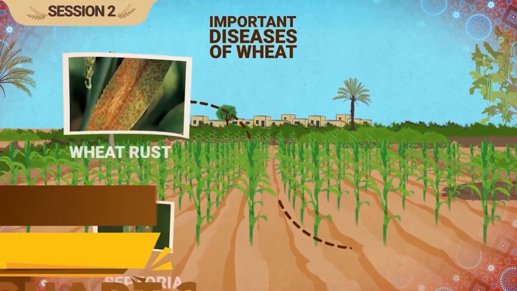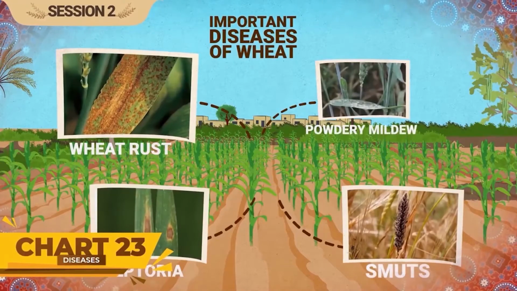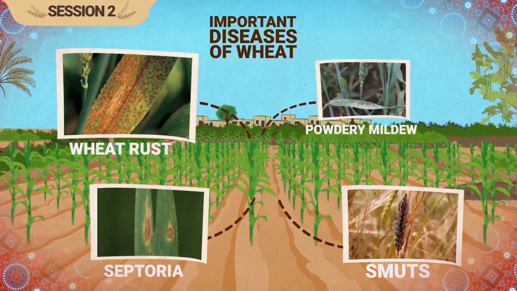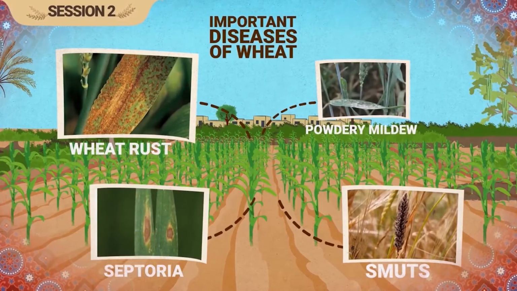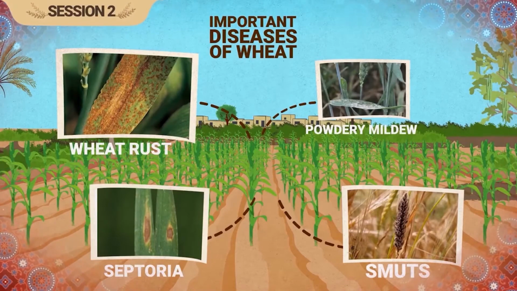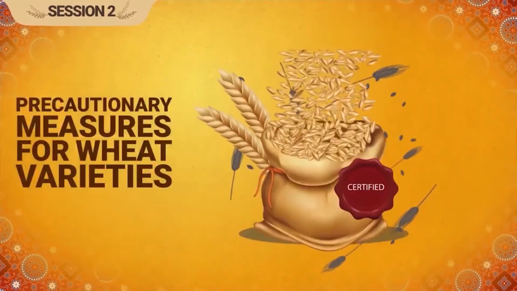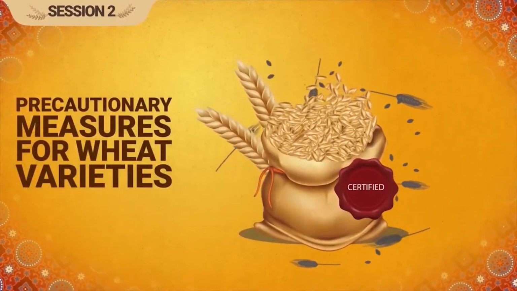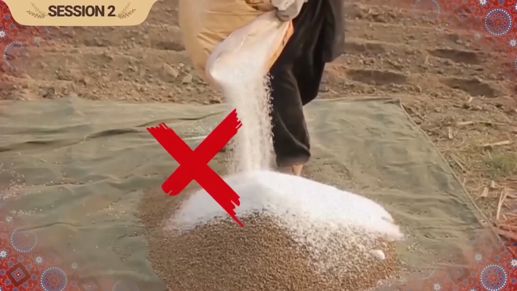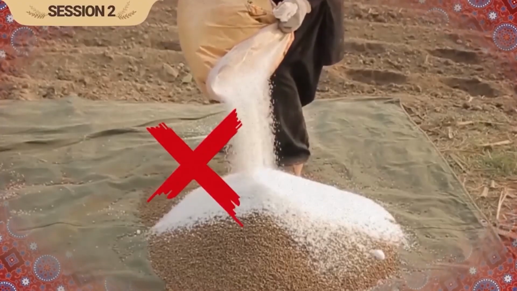Diseases. Rust, smuts, powdery mildew and septoria diseases significantly harm wheat, reducing the yield and the quality of the produce. As a precautionary measure, use resistant varieties and seed treatment. Do not over-apply fertilizer.